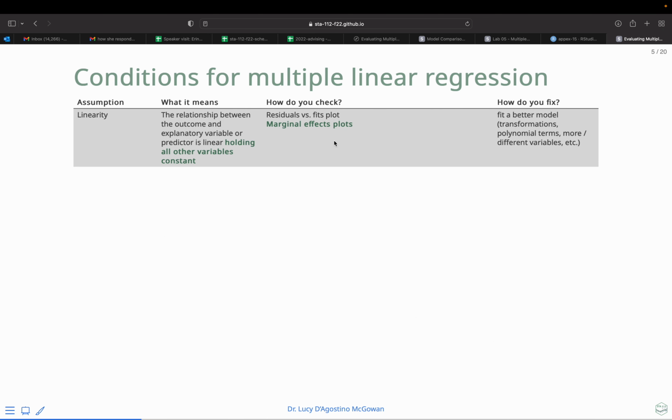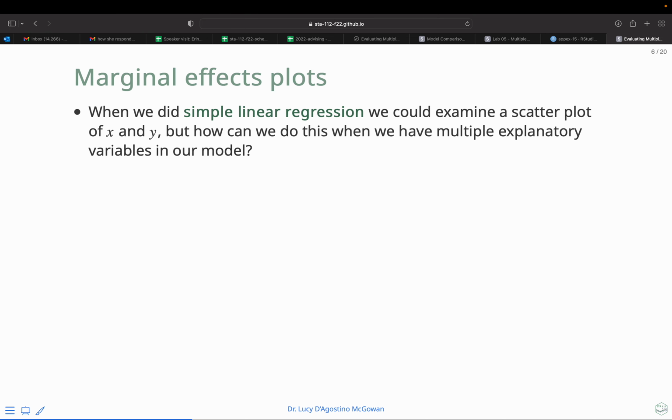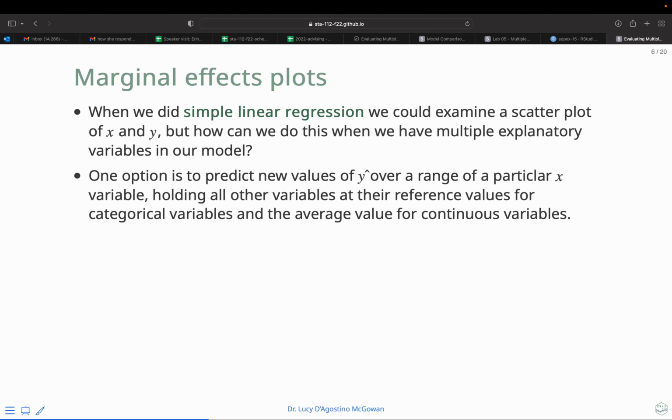Okay, so I mentioned these marginal effects plots. When we did simple linear regression, we could examine a scatter plot of x and y, but it's harder to think about how to do this when we have multiple explanatory variables in our model. So one option is we could predict new values of y hat over a particular range of the x variable, and we could hold all the other variables at their reference values for categorical variables, or at their average values for continuous variables. This might help us understand the relationship that we might be missing if we have some kind of nonlinear relationship.